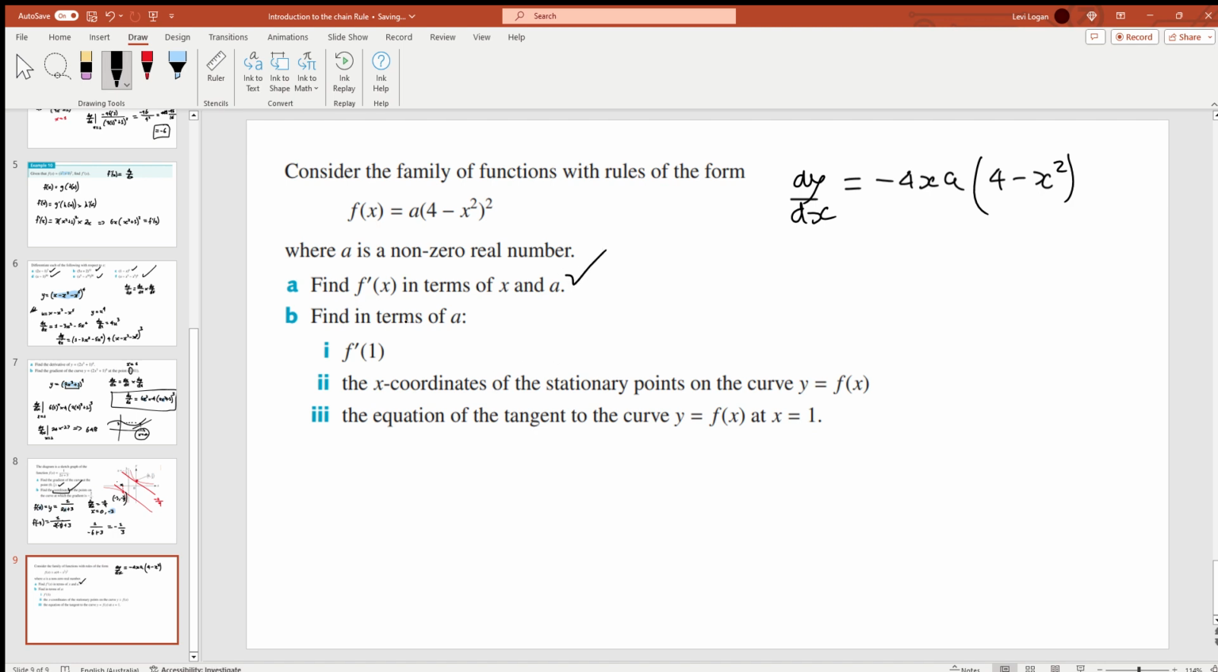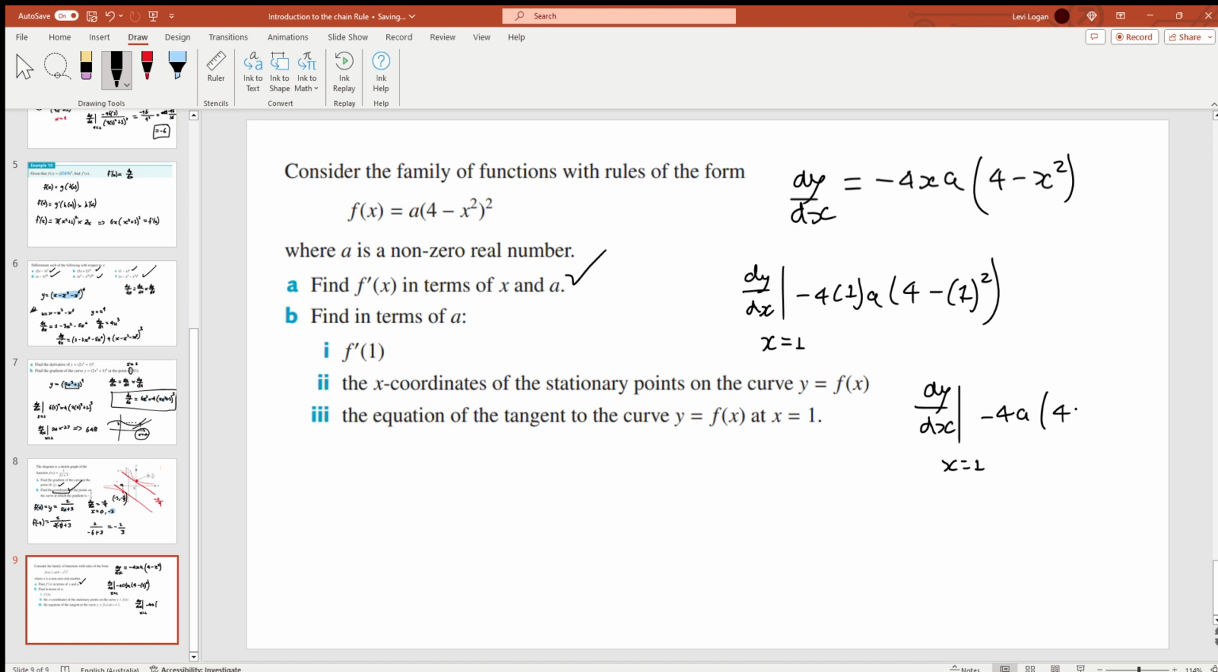Find in terms of a, f dash, so in other words dy/dx when x is equal to 1. So we're going to have minus 4 times by 1 times a, and then we have 4 minus 1 all squared. So we're going to have pretty much dy/dx when x is equal to 1. We're going to have minus 4a, and then we'll have 4 minus, so I actually have 3 in there, so we'll have minus 12a. Okay?